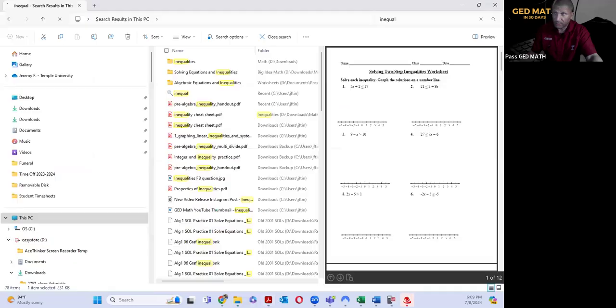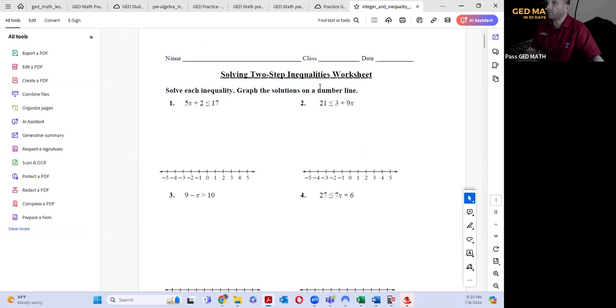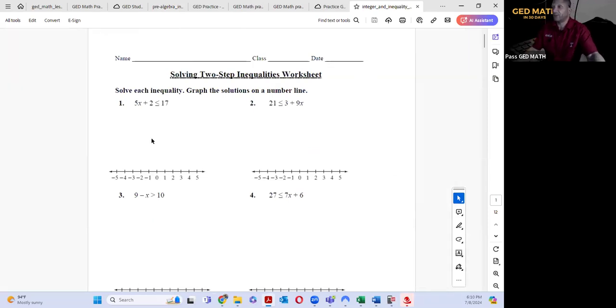for some reason my computer froze when I tried to open up the sheet, the practice problems here. Let's see if it works. Yes, for some reason it won't open up that PDF. Oh, hold on. There we go. There we go. See, I talk too much.